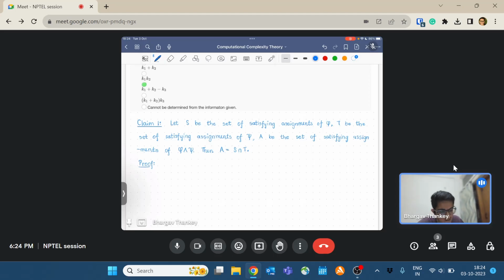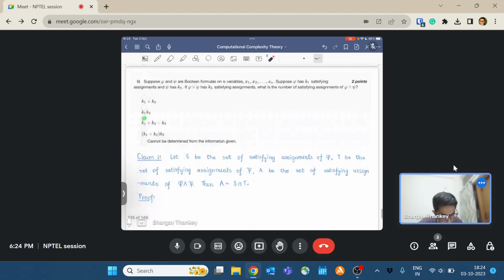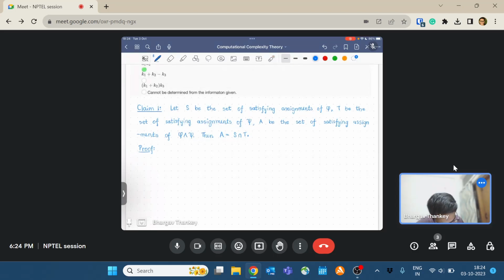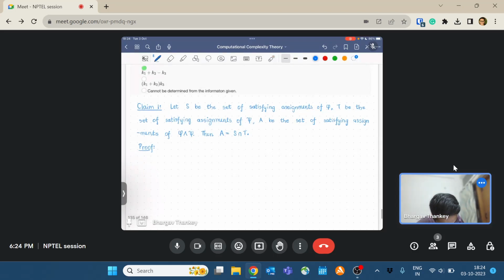So one way to prove the claim is to prove that number one, A is a subset of S intersection T, and number two, A contains S intersection T. Okay, so let A1 to AN be in A. So A1 to AN is a satisfying assignment of both phi and psi.